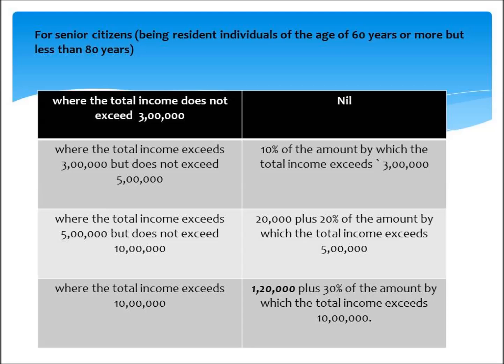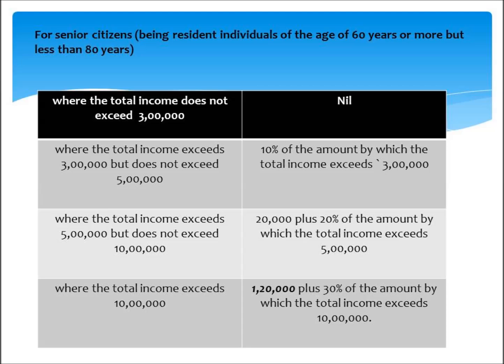So if I am earning rupees 11 lakhs, the income tax liability for me will be 1,20,000 plus 30% of 1 lakh, that is equal to 30,000. So total liability will be 1,20,000 plus 30,000 equals 1,50,000. The calculation and the basis of calculation is the same as we discussed in the previous slab.